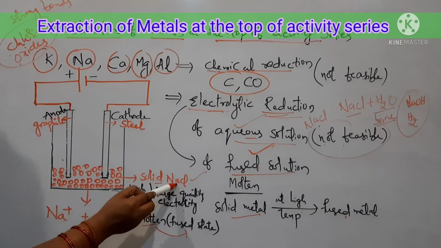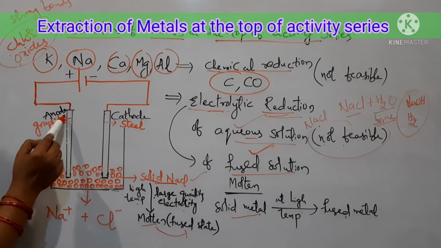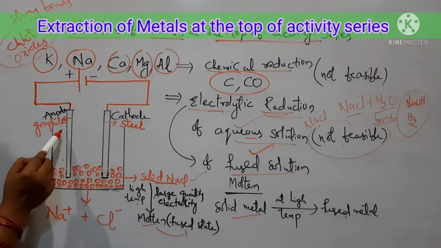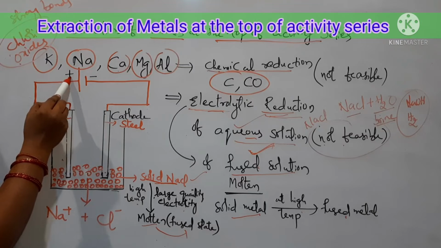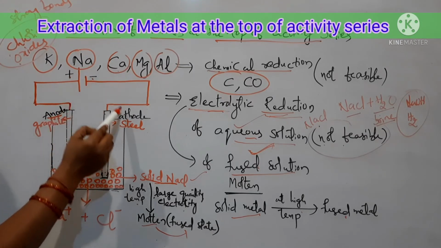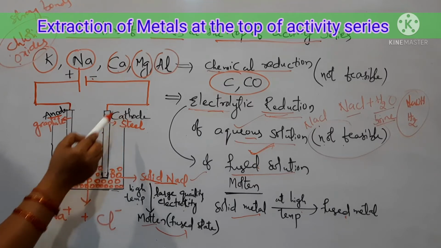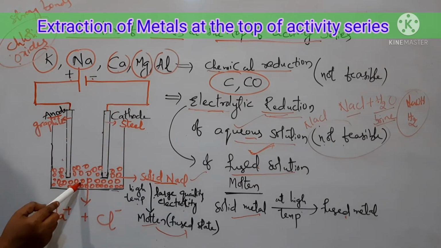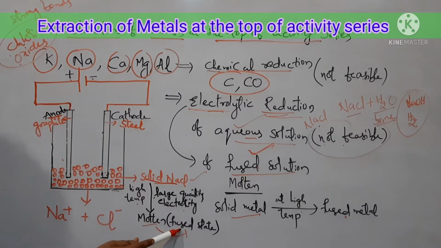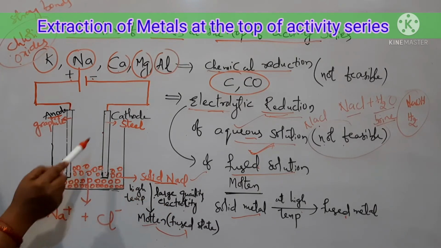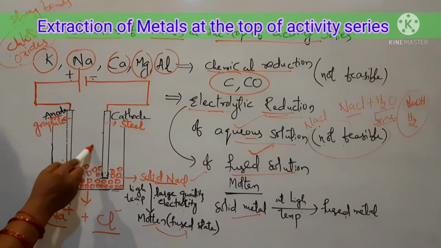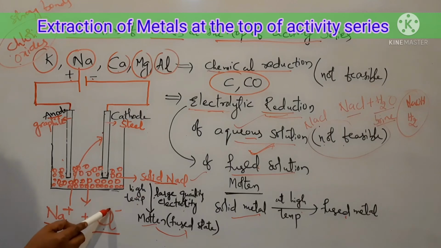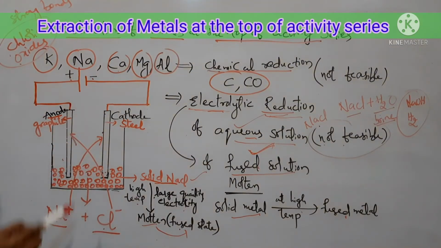Take a beaker. In this beaker, take solid sodium chloride and keep 2 electrodes. One is connected to the positive battery, called anode, which is graphite here, and another one is connected to the negative battery, called cathode. Here we'll use a steel cathode. When electricity is passed through the solid sodium chloride, this converts into fused NaCl at high temperature, and NaCl splits into Na+ and Cl-. Na+, which has a positive charge, moves towards the negatively charged cathode, and Cl-, which has a negative charge, moves towards the positively charged anode.